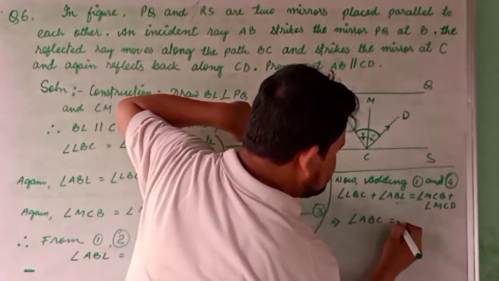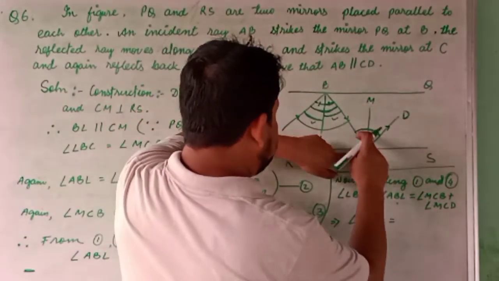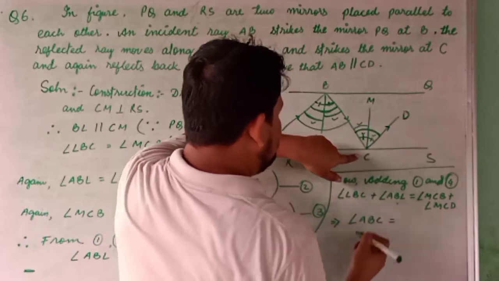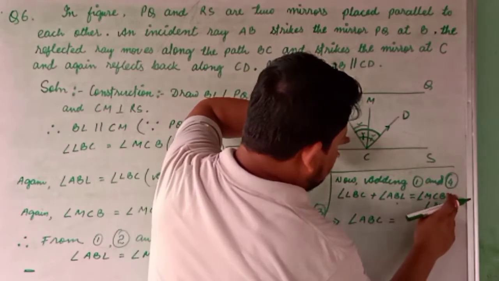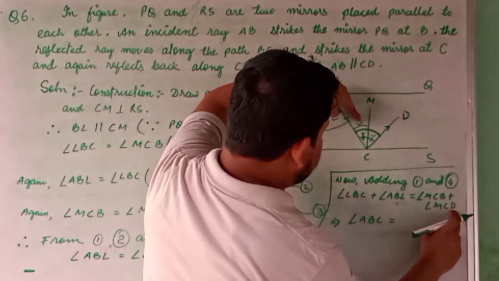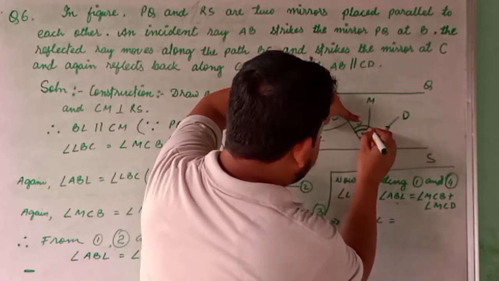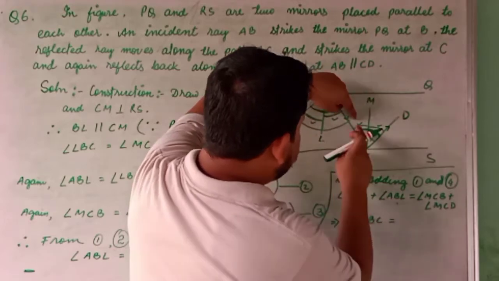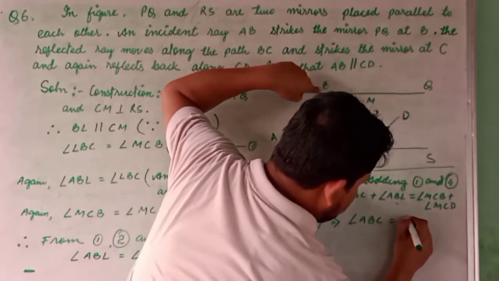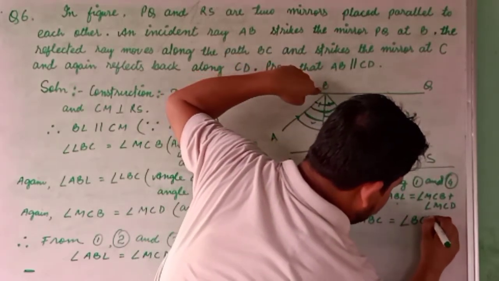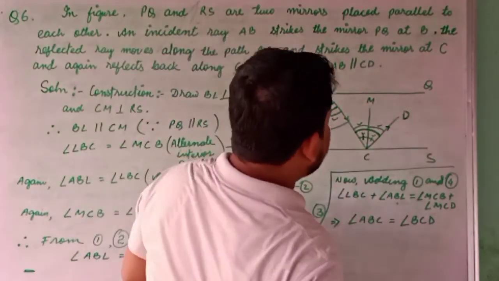And this is equal to, on this side, MCB. That means this angle, MC and B, plus this angle MCD, that means this angle plus this angle. This angle plus this angle gives us angle BCD. That means we have already got that this angle and this angle are equal to each other.